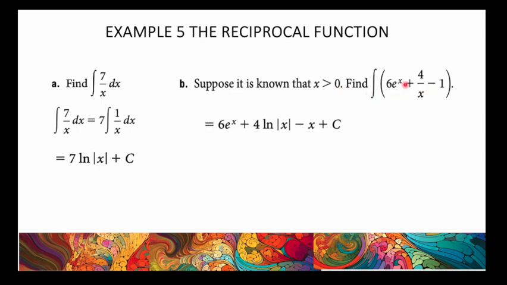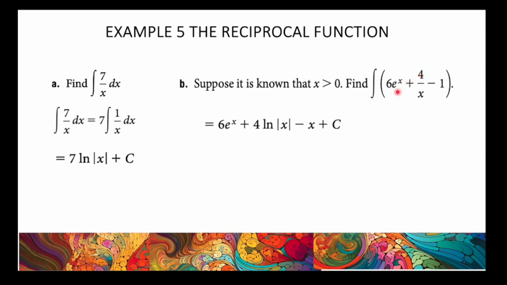So for this one here, we're going to just use the reverse of the exponential rule. And because e to the x is its own derivative, then working backwards, the antiderivative of e to the x is also e to the x. And of course, we're going to carry down that 6.